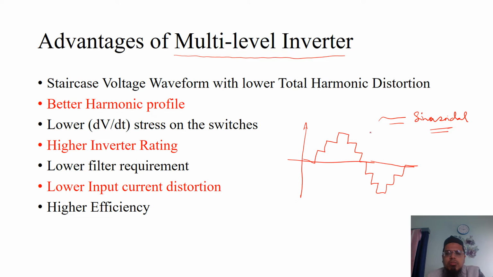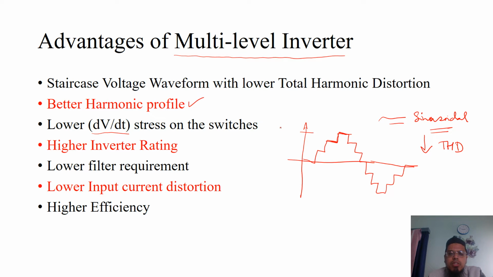And the closer the waveform is to a sinusoidal wave, the better the harmonic profile would be. That means the THD would be lesser. So it has a better harmonic profile and similarly low dV by dt stress. Now you see the movement from one state to the other state.